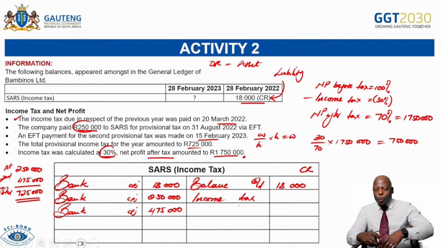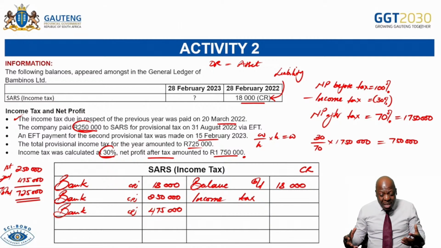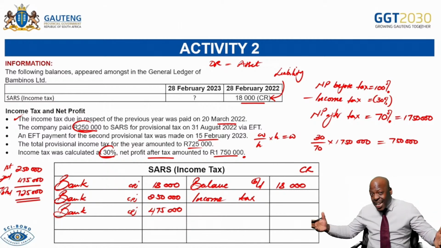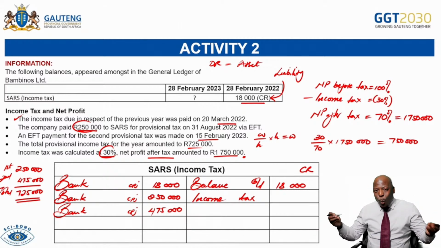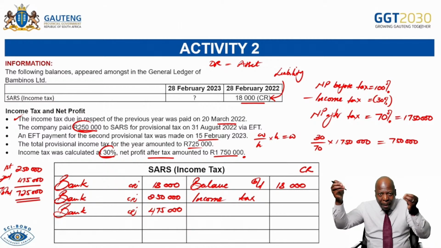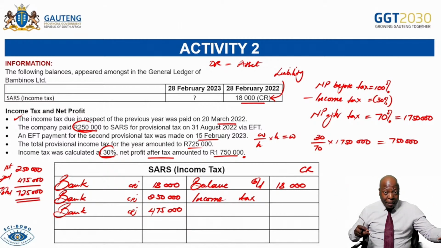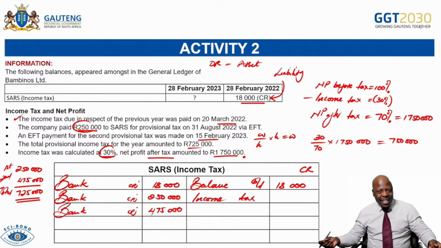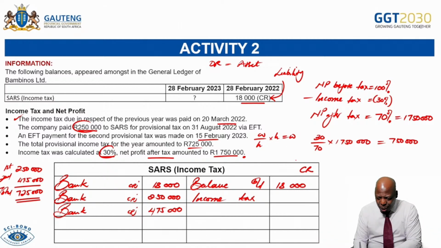Your income tax will always be on the credit side. So this format is more like it's cast in stone, except the balances. Your provisional payments will always be on the debit and your income tax will always be on the credit. What moves is the balances. Follow me? Okay, cool. So income tax is how much? 750,000.